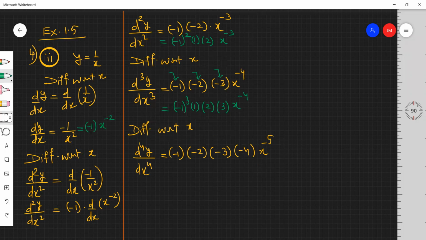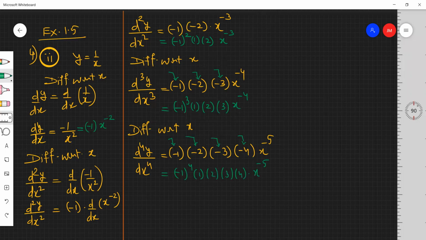Got that? And see the fourth derivative, I will have here minus 1, minus 1, minus 1, minus 1. There are 4 minus 1. So minus 1 raised to 4 and 1 into 2 into 3 into 4 into x raised to minus 5.